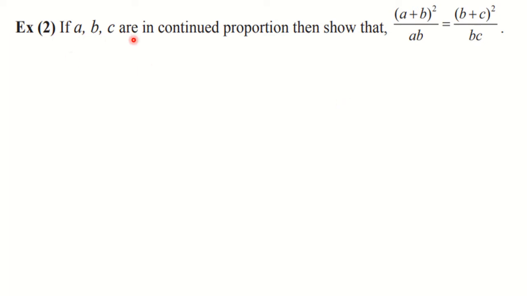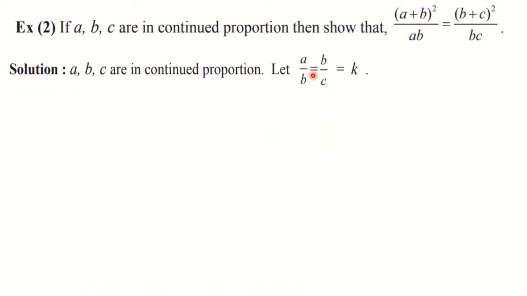Okay, so this A, B, C are in continued proportion. So in the ratio form, how we can write them? A upon B is equal to B upon C. Okay, so we wrote two different ratios here. See, continued proportion. Therefore, A upon B is equal to B upon C, and we are taking that as K. So we are taking these two ratios as K.